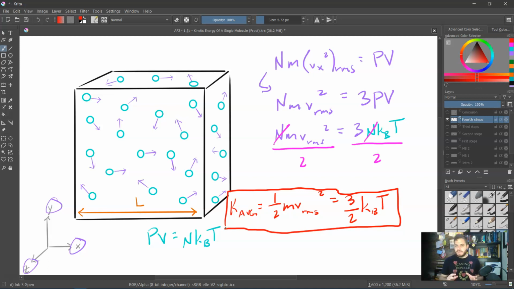I'm never going to ask you to do this, but I at least want you to be familiar with where it comes from, because every equation shouldn't just come out of thin air. They all have a reason for why they exist. They've all been derived in some form.